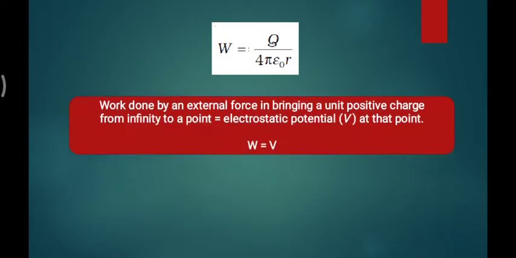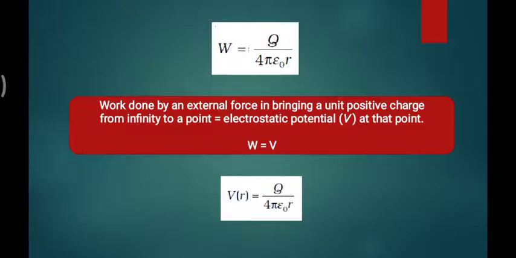Okay, as per the definition we have seen, the work done for bringing a positive charge from infinite distance to the point is nothing but the electrical potential. So once you find W, then V follows automatically. Now the same way we can derive it for V also. So the electrostatic potential V of r is also Q upon 4 pi epsilon 0 r. So this is what we have in our title, the electrostatic potential due to a point charge.